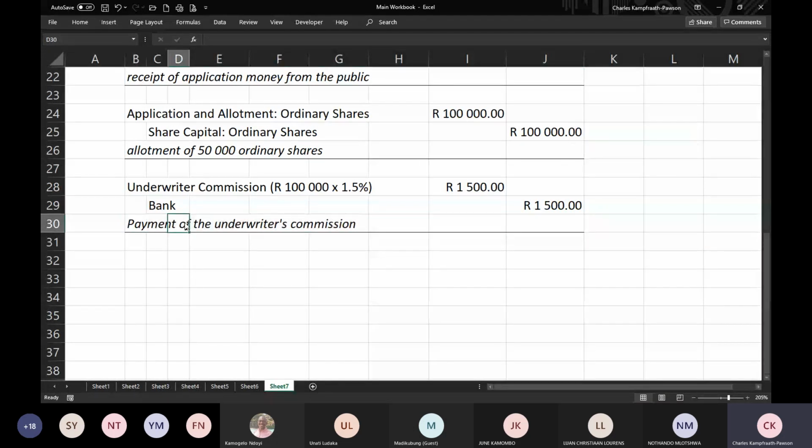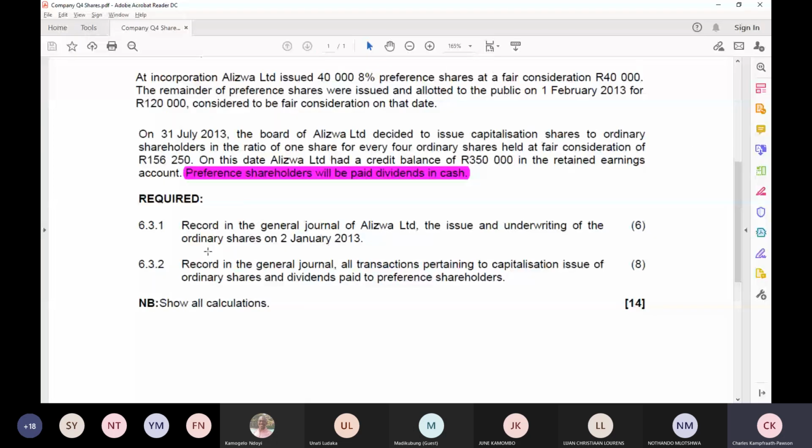The second part of the required says record in the general journal all transactions pertaining to capitalization issue of ordinary shares and dividends paid to preference shareholders. So three things here. They want you to journalize the capitalization issue and the payment of what? The preference dividend. The three things that you need to pay attention to there are those. It's three requirements. It's the capitalization issue, the dividend, and the preference shareholder.